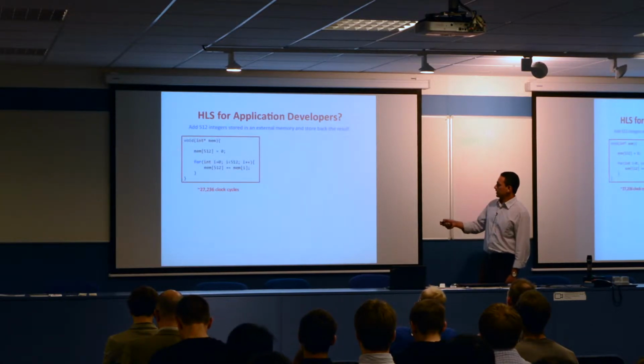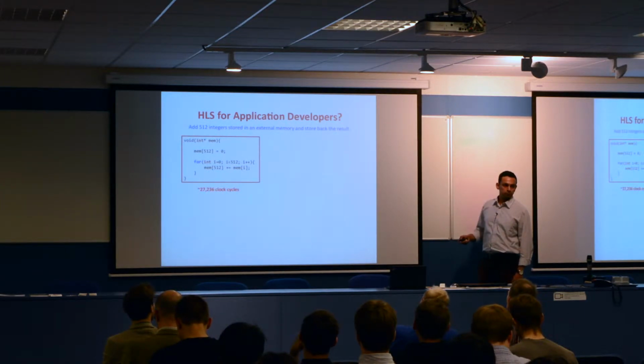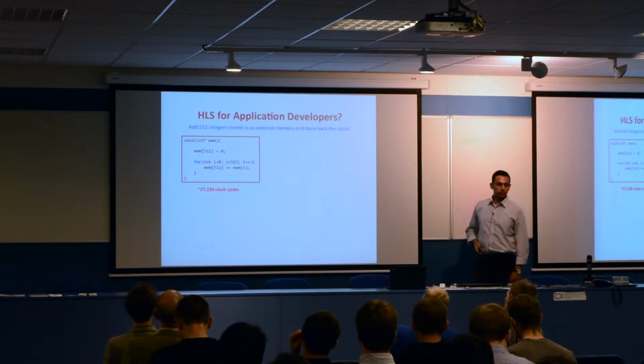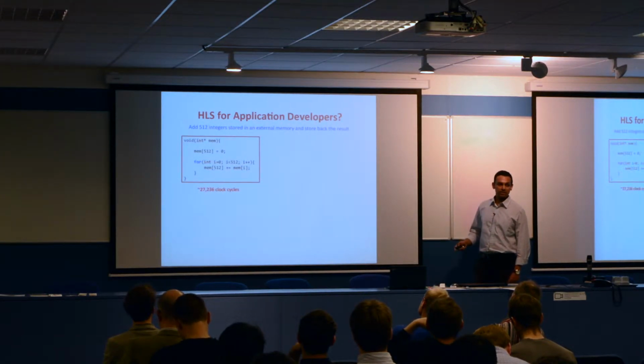Here's a little example where you want to add up 512 integers, which are stored in the external memory, and you want to store the result back. Quite simply, you could write C code like that and use a high-level synthesis tool. What we see is that this code takes approximately 27,000 clock cycles to execute.